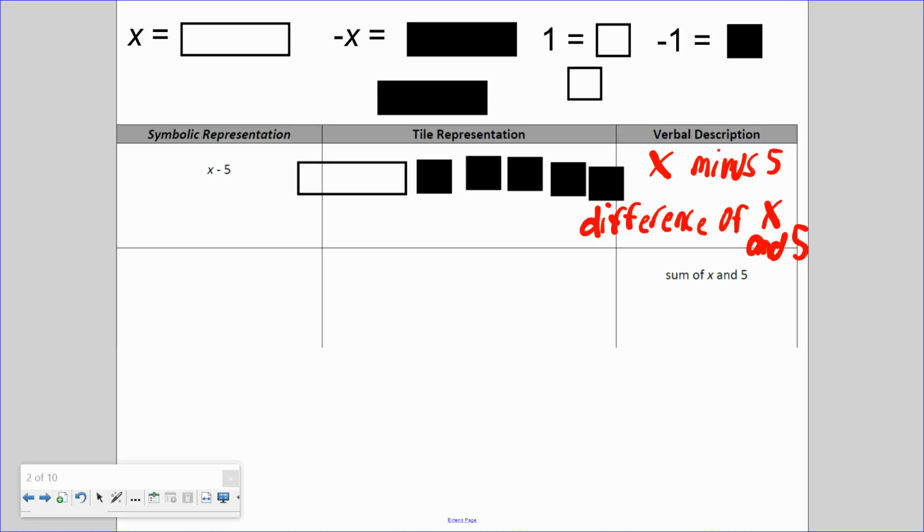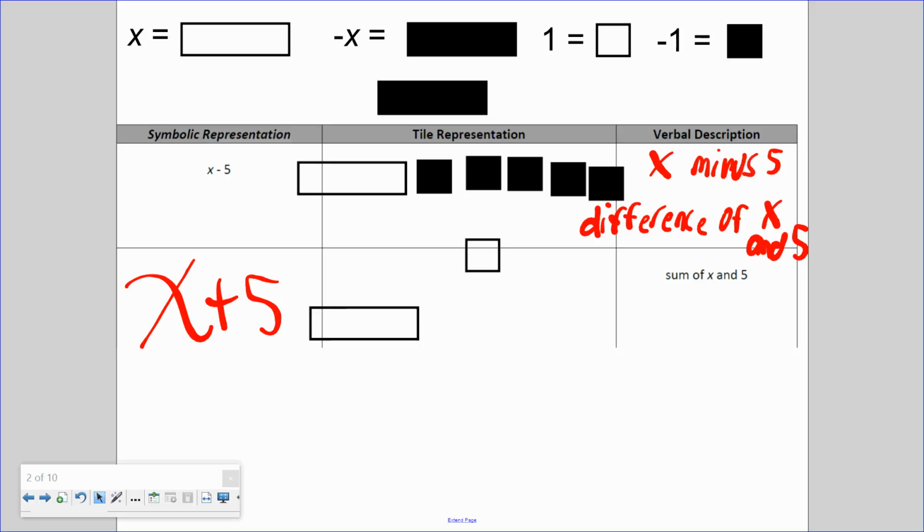Next one, sum of X and Y. Sum. What operation is sum? It is the answer to an addition. Also, X plus Y. And how would you represent it as an algebra tile? So X plus 5 positive, plus 1, plus 2, plus 3, plus 4, and plus 5.